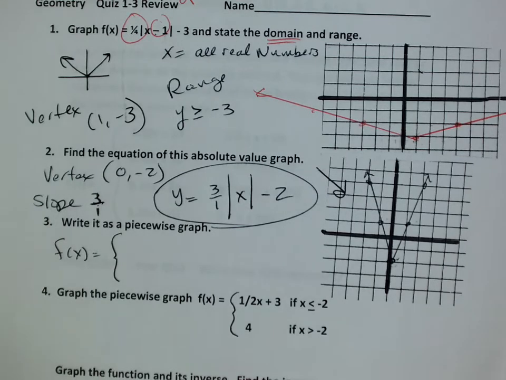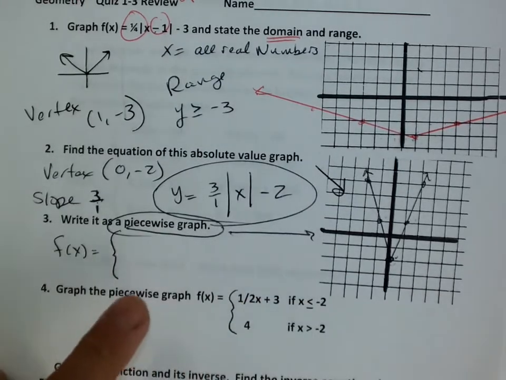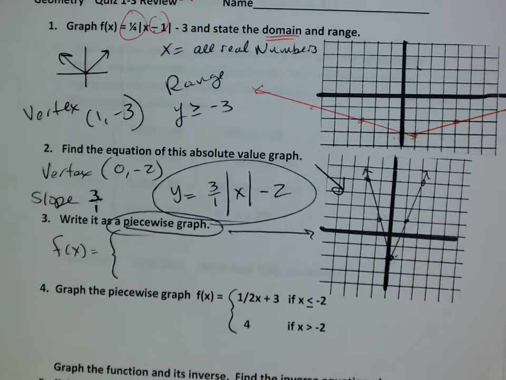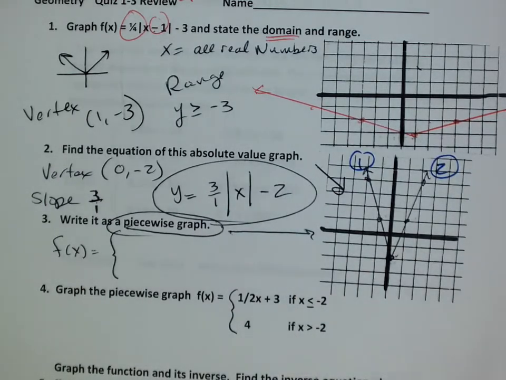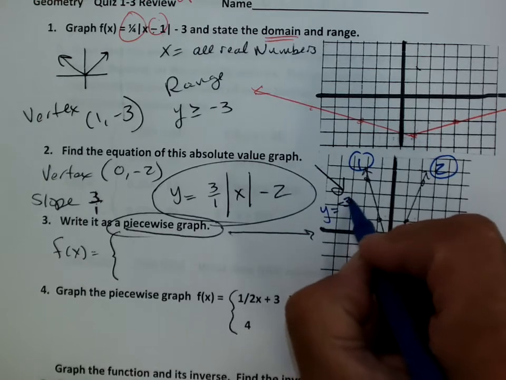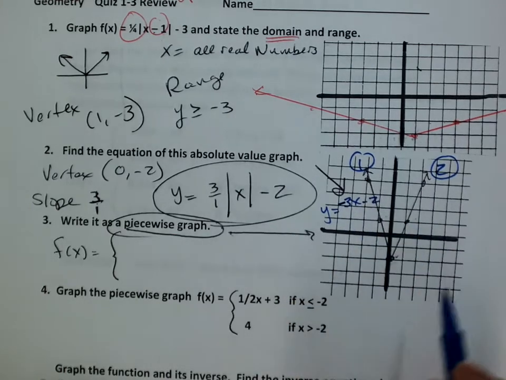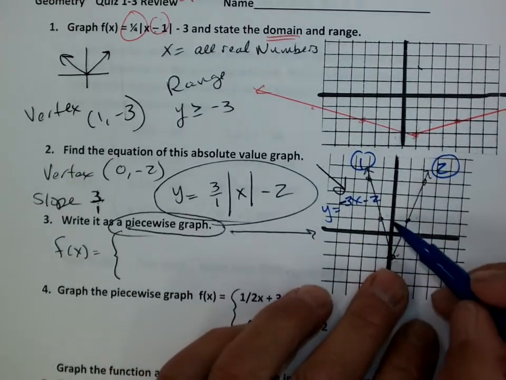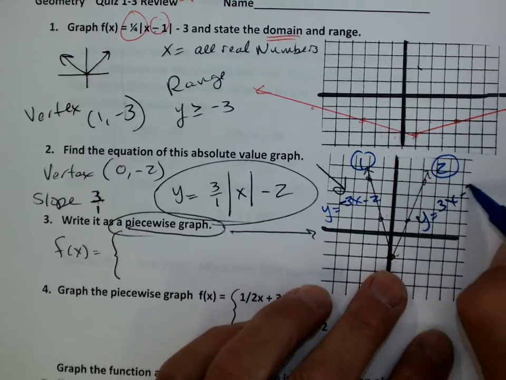Number 3. Now number 3 says to write this absolute value graph as a piecewise function, okay? If I do that, then I have to recognize that there are 2 equations, okay? There really are. I've got equation 1 and equation 2, or line 1 and line 2. All right? So line 1 seems to go down 3 over 1, down 3 over 1. Down 3x plus, well, -2, isn't it? The other, equation 2, goes up 3 over 1, up 3 over 1, so y equals 3 over 1x -2.